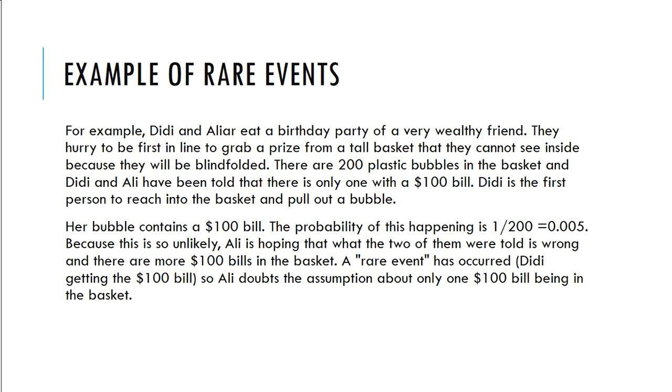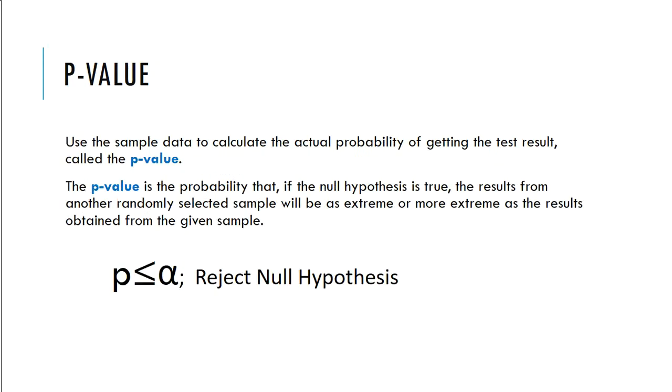Because this is so unlikely, Ella is hoping that what the two of them were told is wrong and that there are more $100 bills in the basket. So a rare event has occurred, where the first person got the $100, so Ella doubts the assumption that there's only one $100 bill in the basket. Basically, you see something go on with a sample and you compare it to the population. They do this a lot in drug trials and different kinds of testing because they want to see if your samples are like your populations.